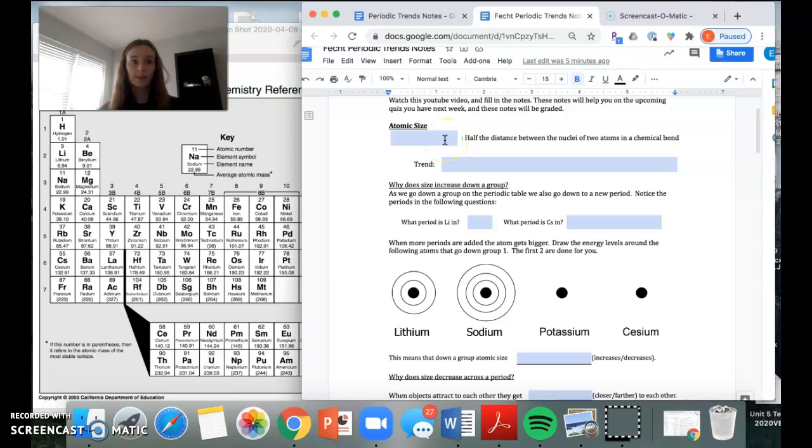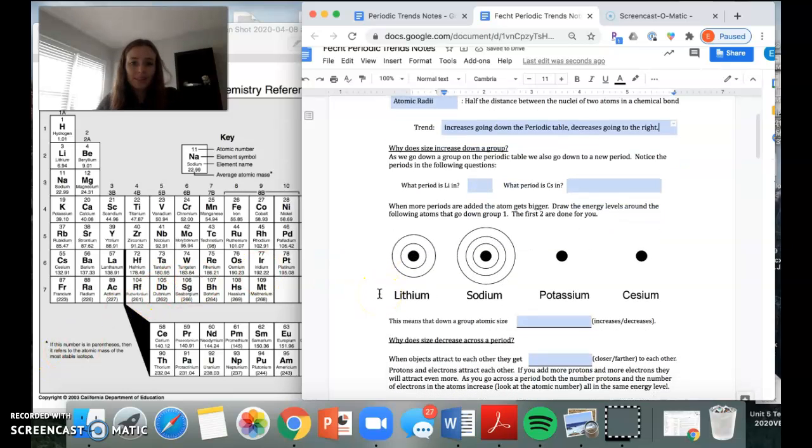So the first definition that we're looking at is, what is the word that we talked about in class that is half the distance between the nuclei of two atoms in a chemical bond? That right there was atomic radii, or atomic radius. And the trend for this is it increases going down the periodic table, and it decreases going to the right on the periodic table. So now we're going to look at, why does this happen?